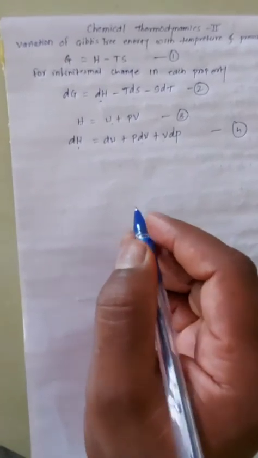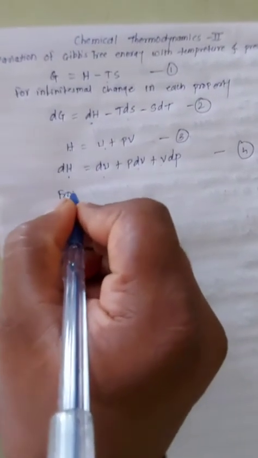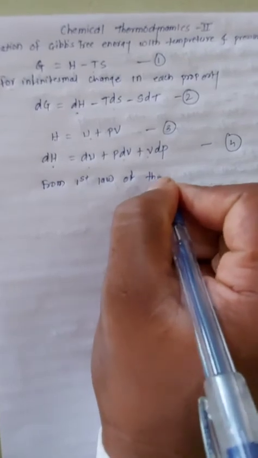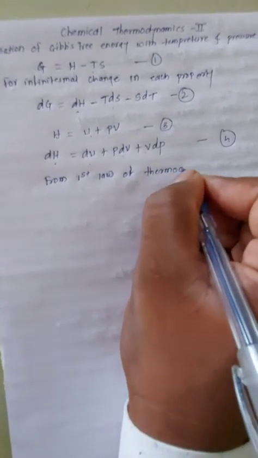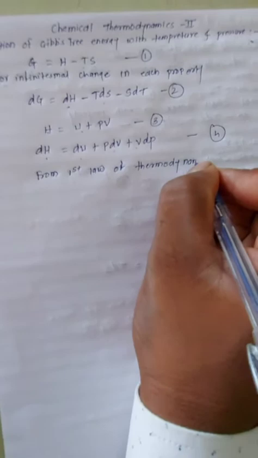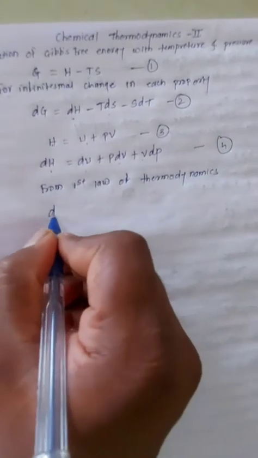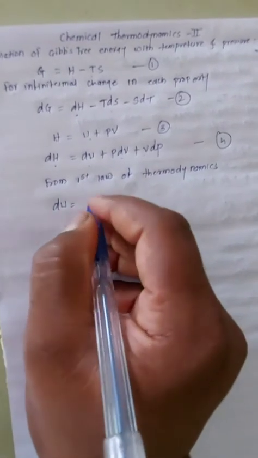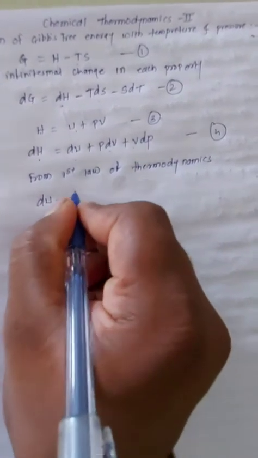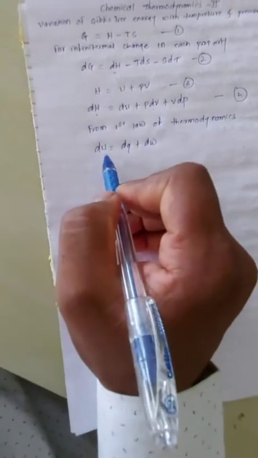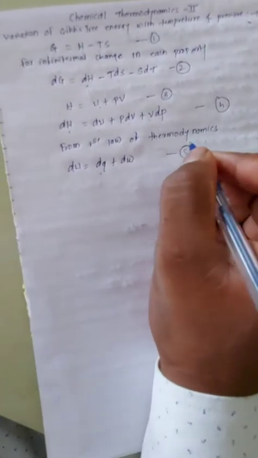Then from the first law of thermodynamics, dU is equal to dq plus dw, that is internal energy change is equal to dq plus dw. This is equation number 5.